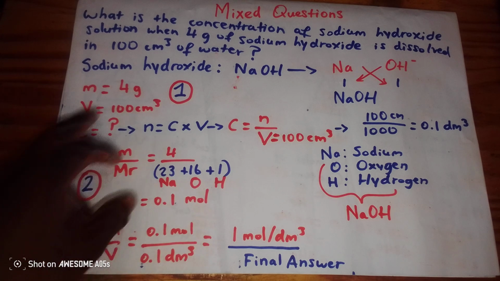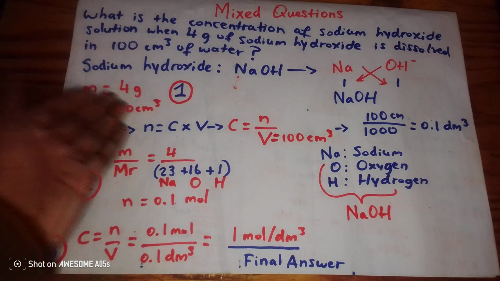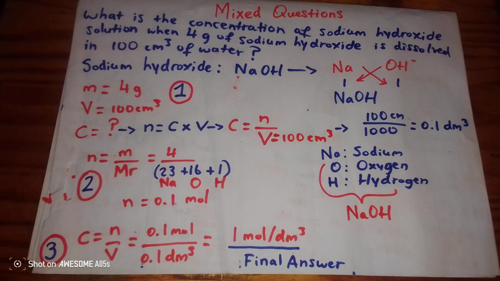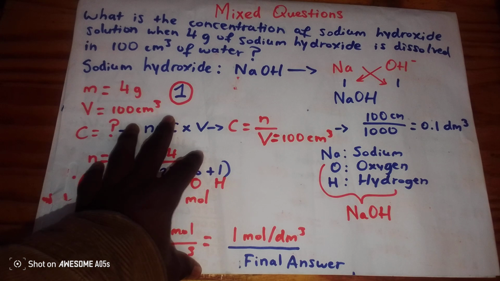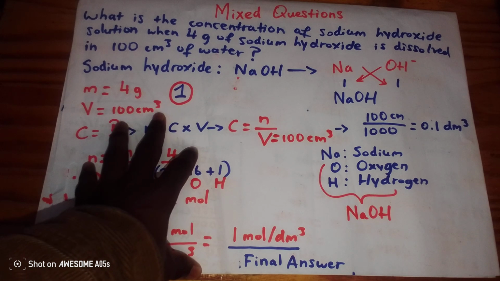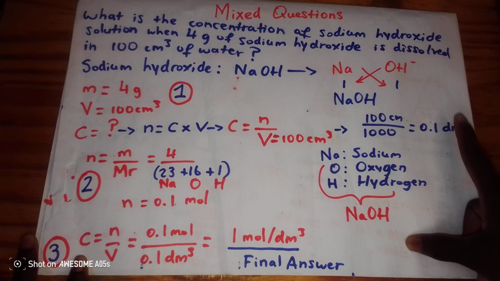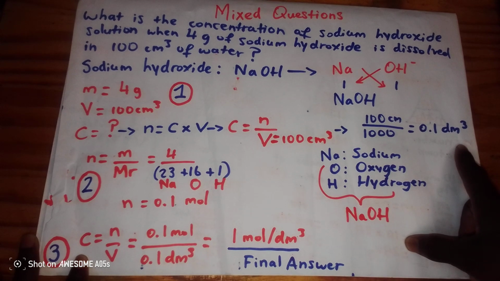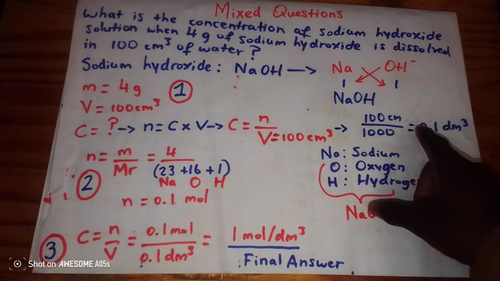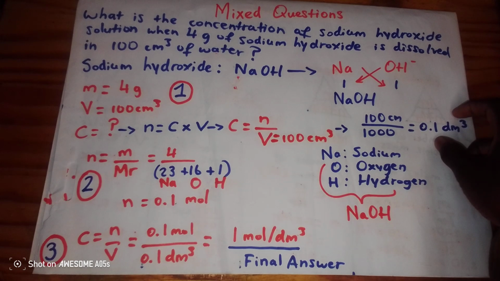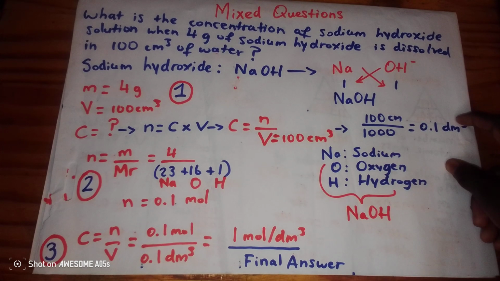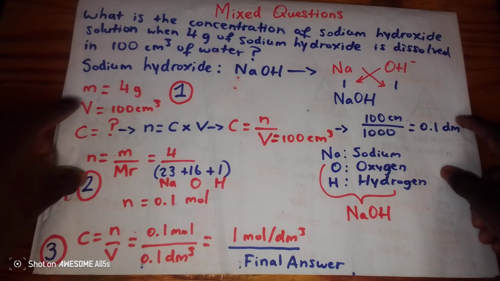I repeat, step 1, we identified what we are given and what we are asked. What we are given is the mass, 4 grams, and the volume at 100 cubic centimeters, which of course we have to convert to cubic decimeters, because that's what we use in chemistry in regards to stoichiometry. 100 cubic centimeters divided by 1000 gives us 0.1 cubic decimeters. Now we've got this volume. We just place it here because now we have to find moles, and thankfully we are being given the mass.